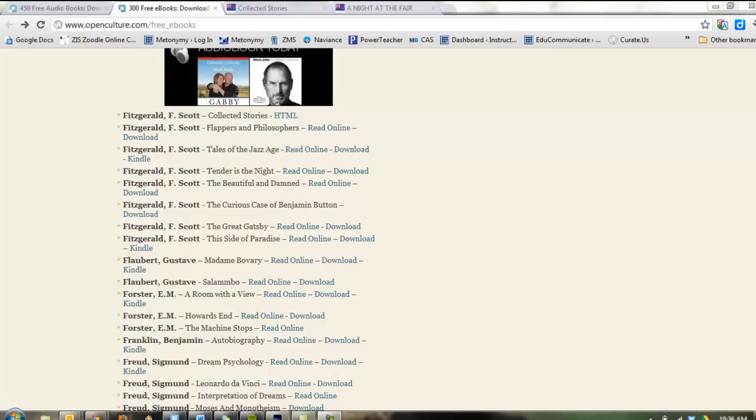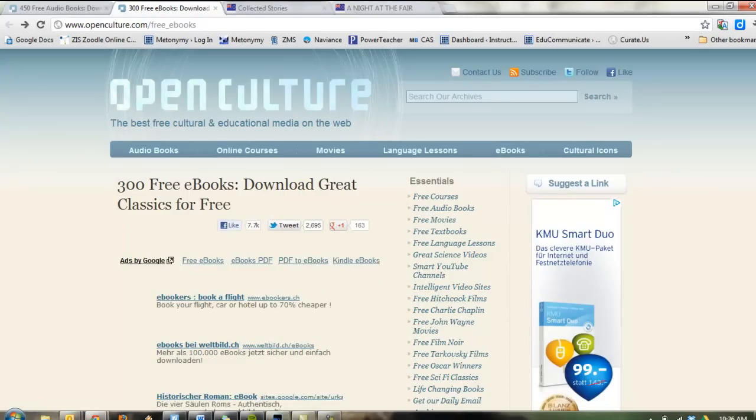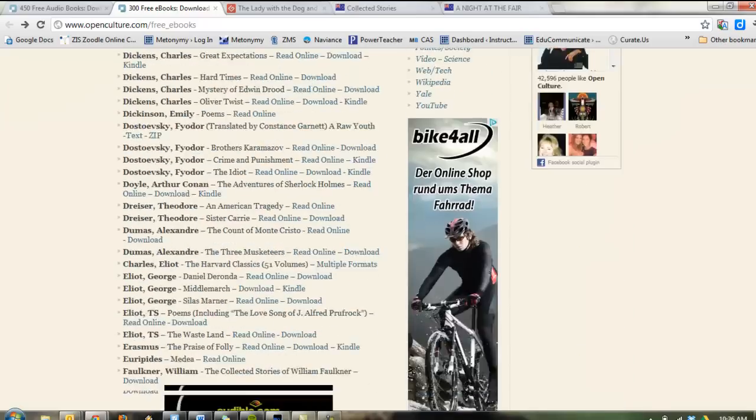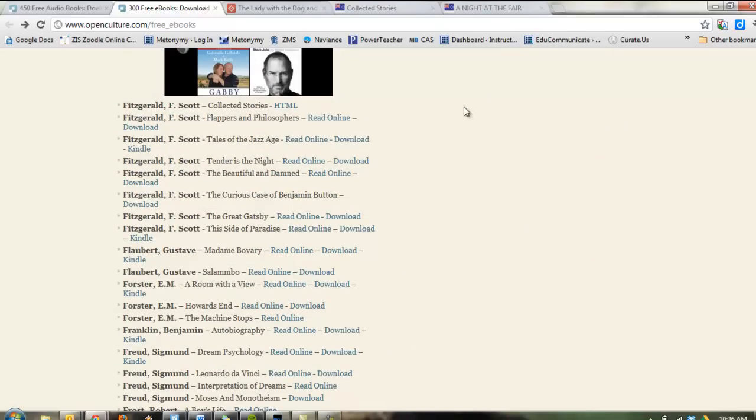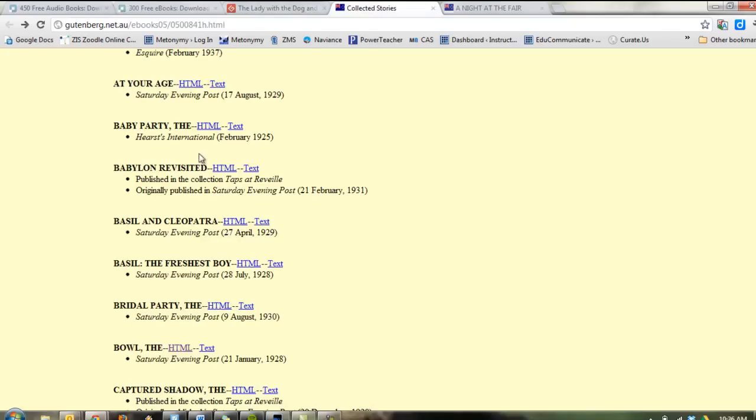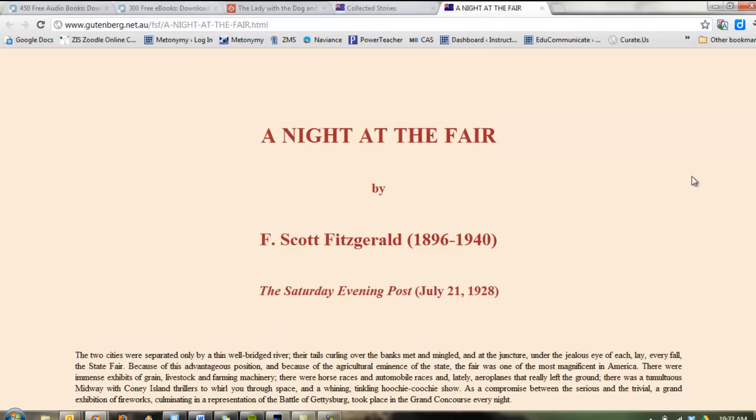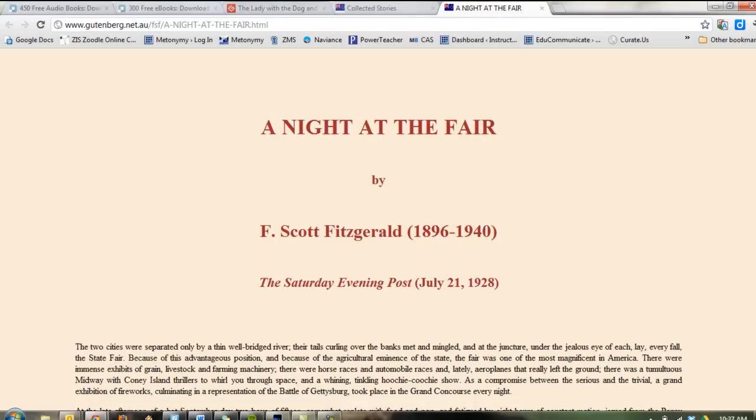I've gone to this website at openculture.com. So I have chosen Mr. F. Scott Fitzgerald, and I clicked on his collected stories HTML link, and here's a bunch of his stories. I have chosen A Night at the Fair, which I've never read by him. You can see that's the title, author, when and where it was published. I'm just going to scan over A Night at the Fair.